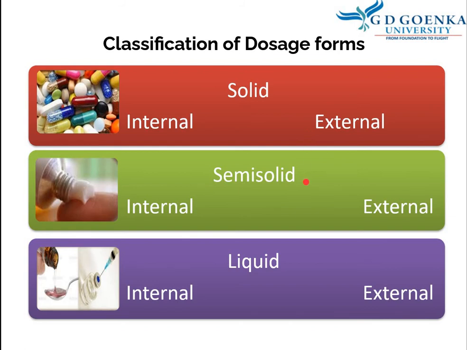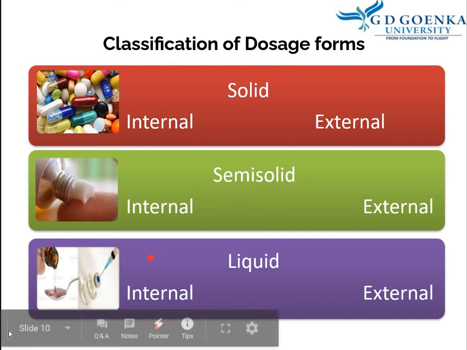The second type of dosage form based on the physical form is semi-solid dosage form. They are also of two types, internal and external. The third type of dosage form is liquid dosage form. They are also internal and external.